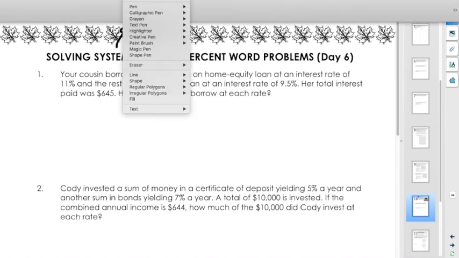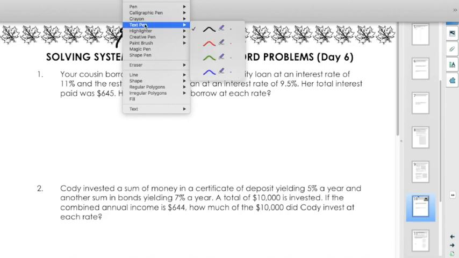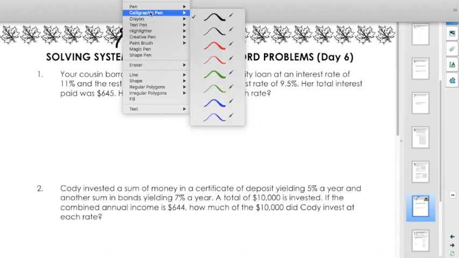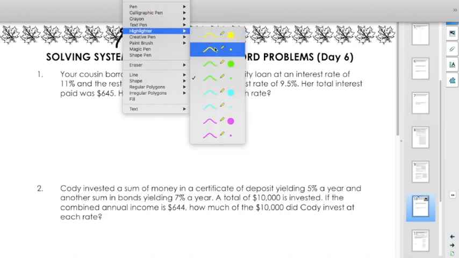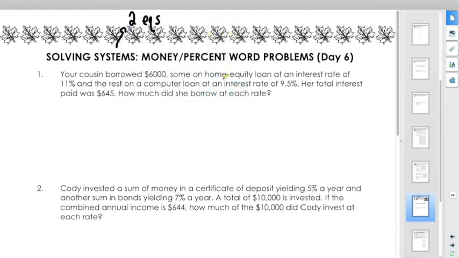Now, day 6 is all about more word problems. Nothing that we haven't done. It's just word problems now with money and percents. And again, that's nothing new. We've been working with word problems for a while now. So let's take a look at this. Your cousin borrowed $6,000, some on a home equity loan at an interest rate of 11%, and the rest on a computer loan at an interest rate of 9.5%. Her total interest paid was $645.